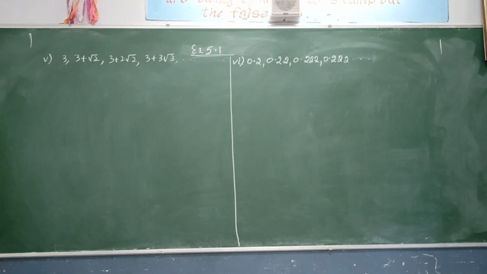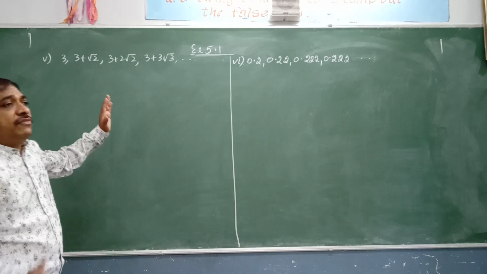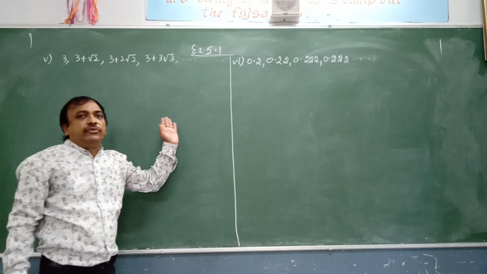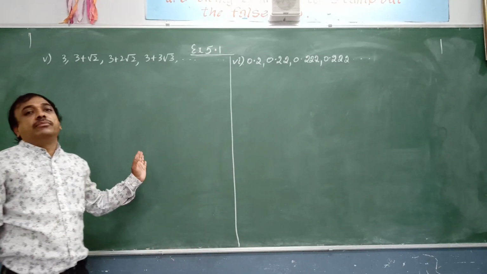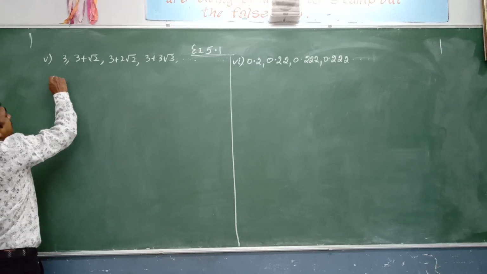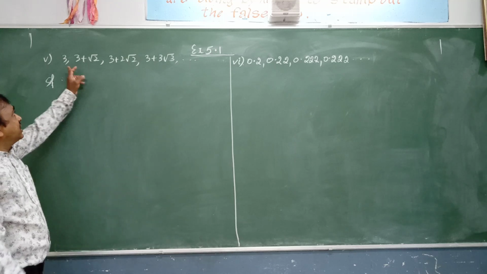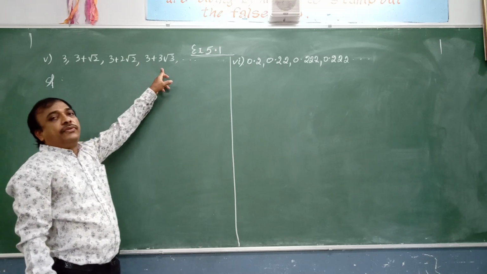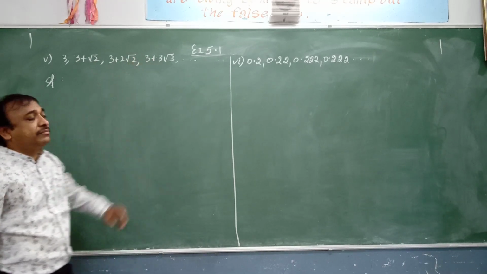Now we see in the same question, the fifth bit, which of the following terms are in AP? If they are in AP, we need to find the common difference and find 3 more terms. So in that, see given here, solution, the first term. What is the first term? 3. Second term, third term, fourth term.